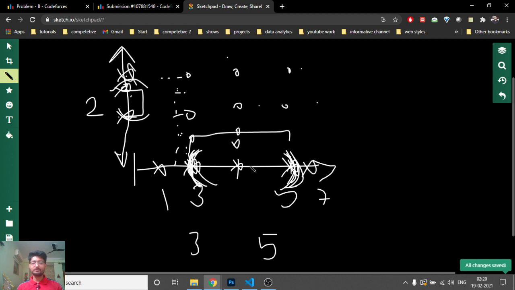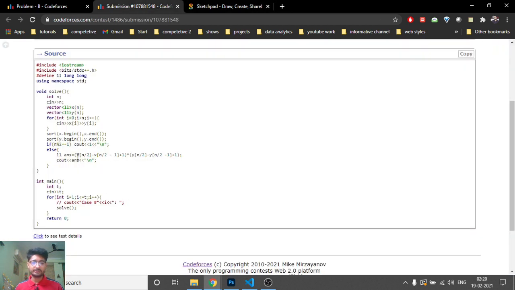3, then the number of coordinates between them is, as you can see, 3 coordinates. So 5 minus 3 is equal to 2. I have to add 1 also, because 5 minus 3 gives you 2, but I have 3 coordinates, so I have to add 1 to it. So that's what we are doing: subtracting the difference between the two middle elements plus 1 in the x coordinate and the y coordinate, and multiplying the results, and that's the whole answer.